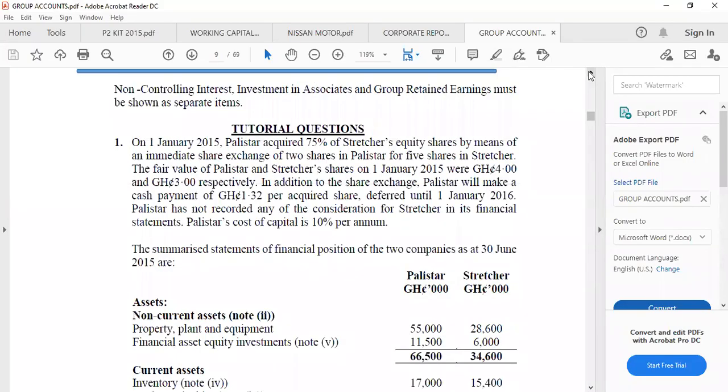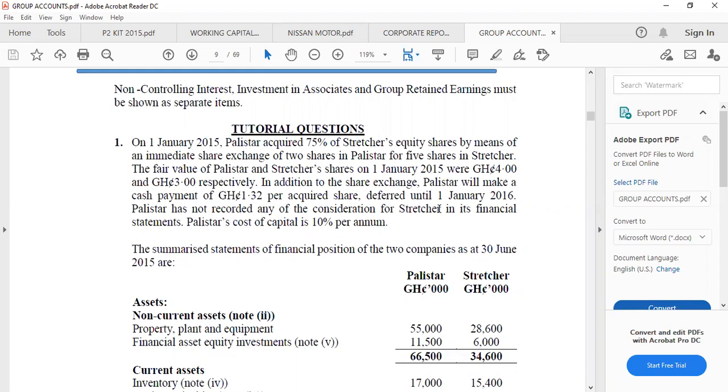Okay, so let's come to the question now. On 1 January 2015, Pallister acquired 75% of Stretcher's equity shares by means of an immediate share exchange of 2 shares in Pallister for 5 shares in Stretcher. So it means that the shareholders of Stretcher should bring 5 of their old shares and take 2 new shares in Pallister, which is the parent, isn't it?